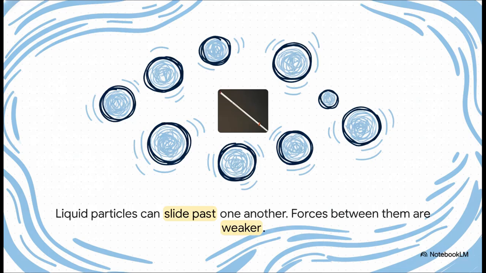Let's go back to the particle level again. The particles in a liquid are still quite close to each other, but the force of attraction between them is weaker than in a solid. This allows them to break free from their fixed positions and just slide past one another. It is this sliding movement of particles that we call fluidity, or what we simply see as flow.